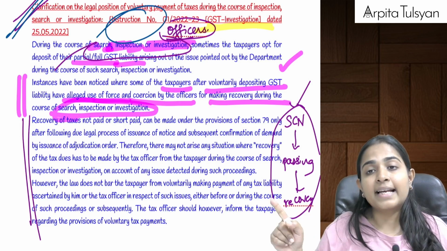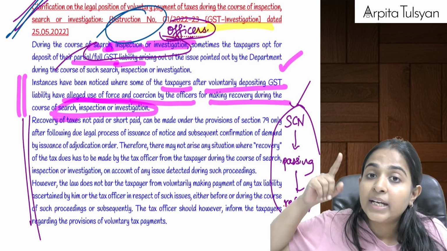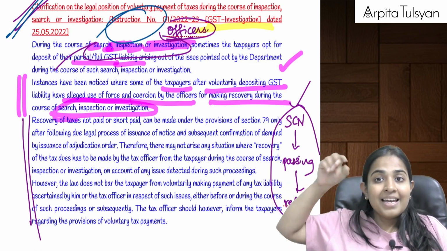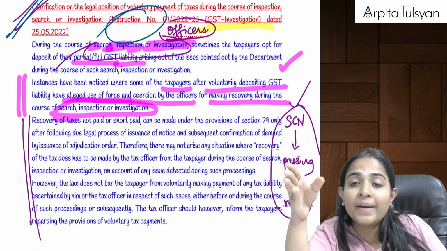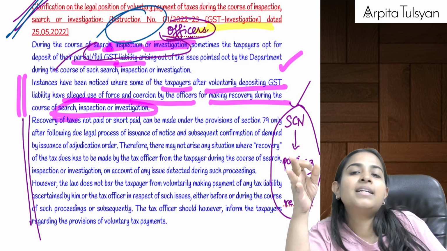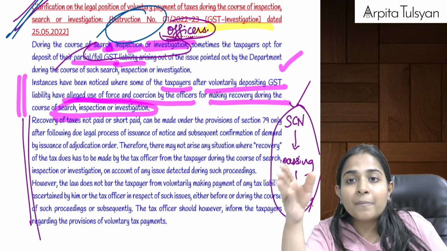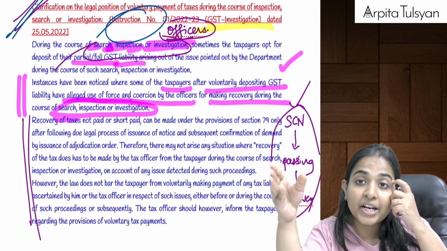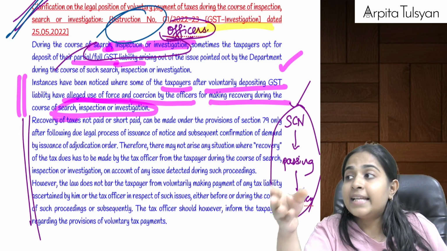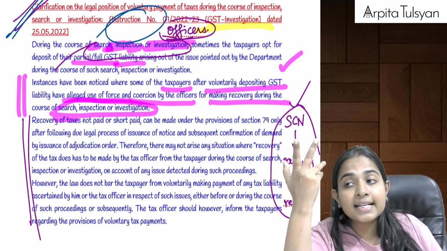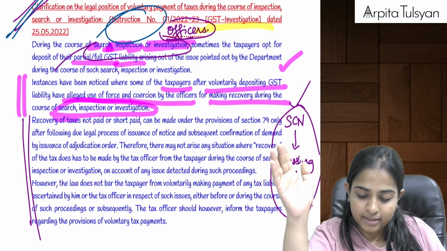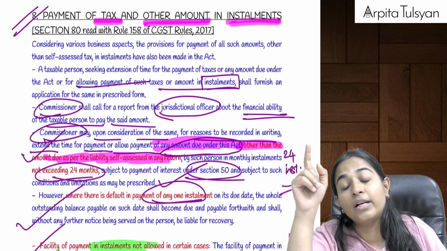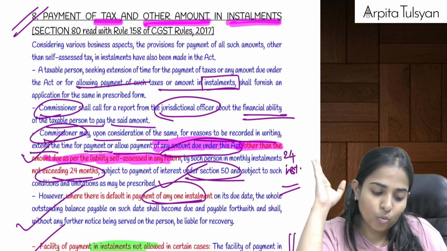Recovery of tax can start only after the adjudication order has been passed, that 3 years, 5 years order. Only after that, if he is not paying within 3 months, then start the recovery proceedings. Departmental officers, please don't create pressure on that taxpayer to start collecting the taxes during investigation. Please don't do that. Recovery can start only after adjudication is over, right?